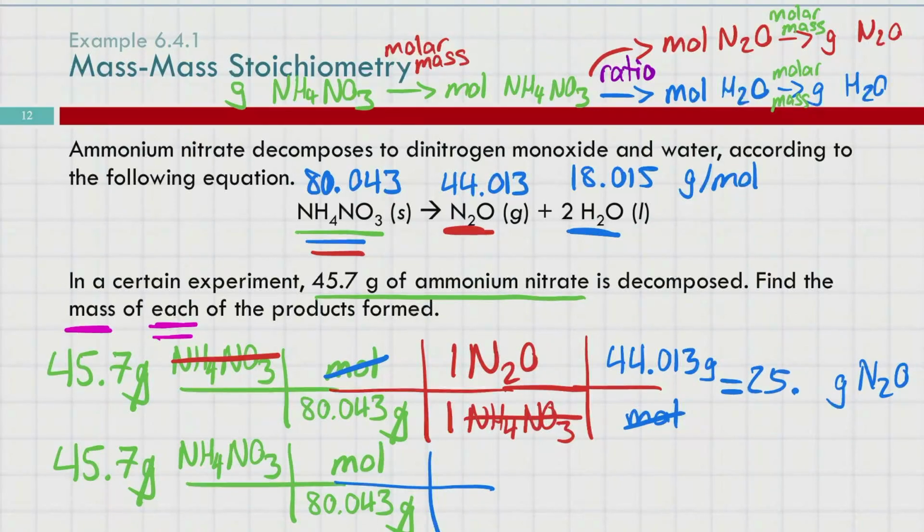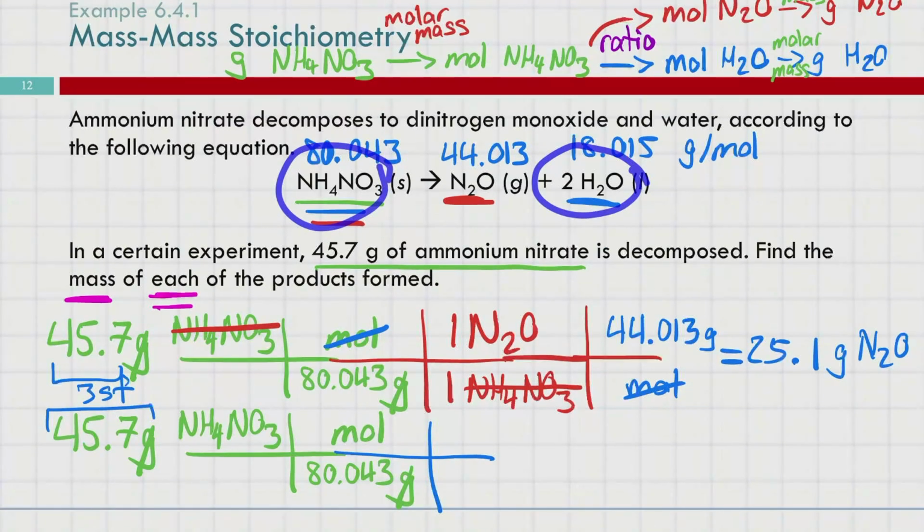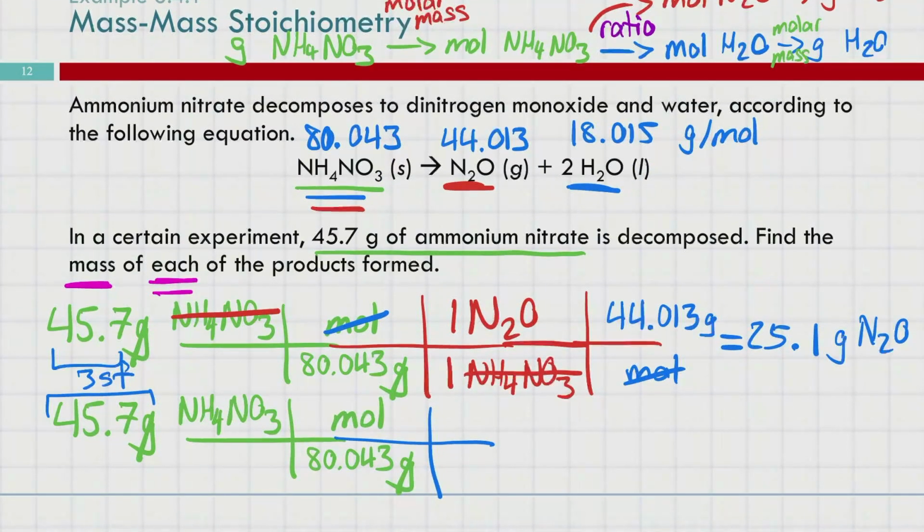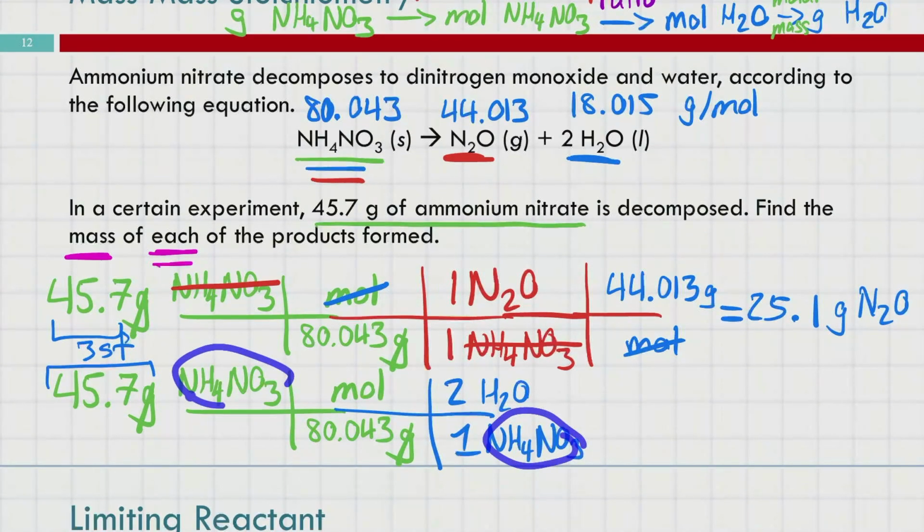Okay, so our grams is 25.1 grams after we round for 3 significant figures. All right, looking at our H2O section, that's down below. Our ratio is going to be 2 H2O to 1 NH4NO3, ammonium nitrate. So we put 2 H2O up top, 1 NH4NO3 below that. So this is again converting our chemical unit from ammonium nitrate into H2O.